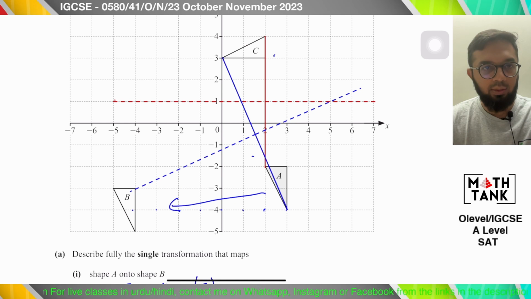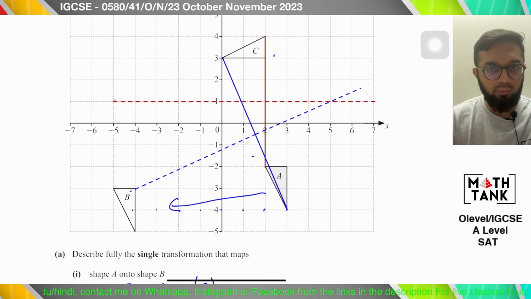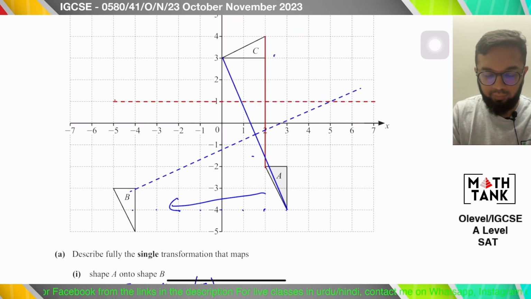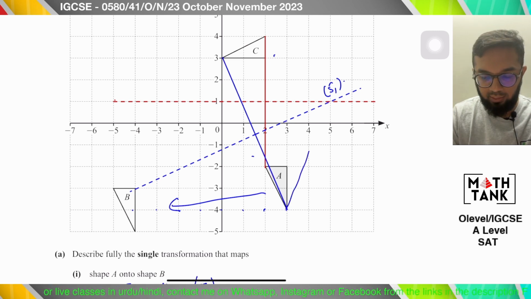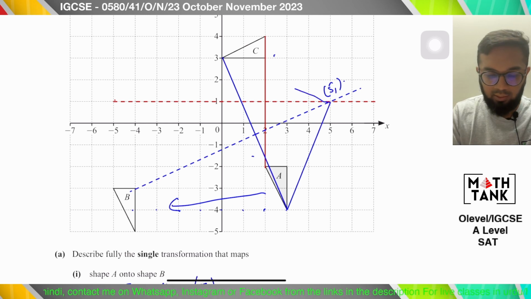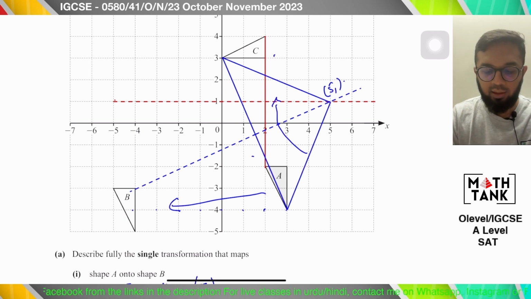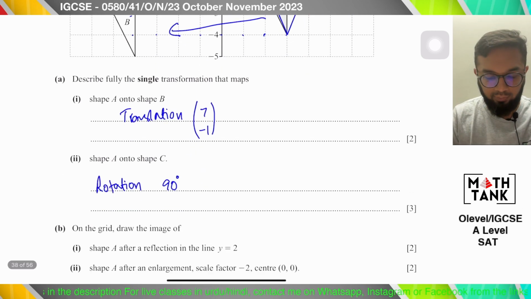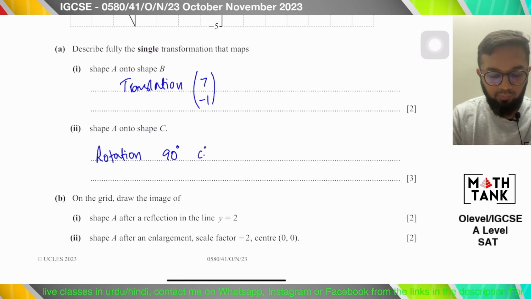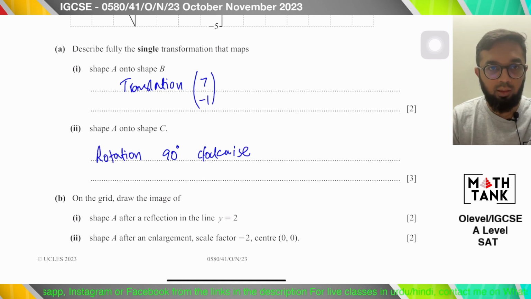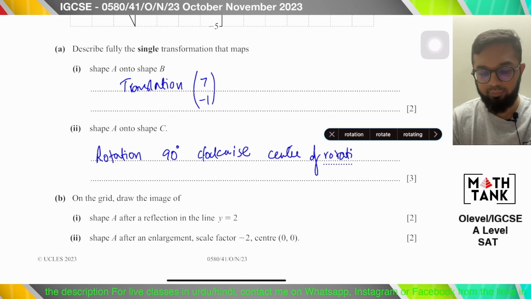Let me check if my answer is correct. Yes, the center of rotation looks like it's (5, 1). And let's join these by the center of rotation to see what the angle of rotation is. Okay, so this looks like it has gone like that. So it's a 90-degree clockwise rotation about (5, 1). Clockwise, and center of rotation is (5, 1). So, a tough question right at the start.